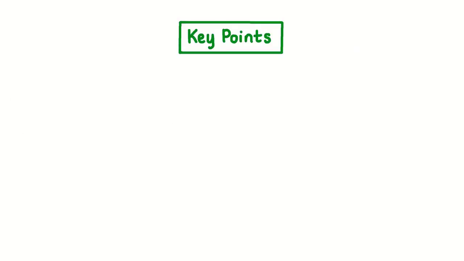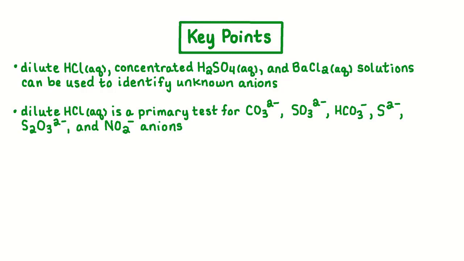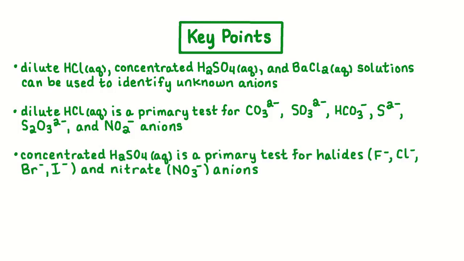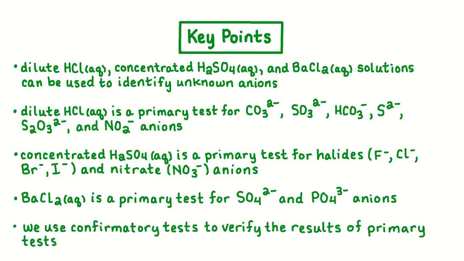Let's summarize what we have learned about the further tests for anions. Dilute hydrochloric acid, concentrated sulfuric acid, and barium chloride solutions can be used to identify unknown anions. Dilute hydrochloric acid is a primary test of carbonate, sulfite, bicarbonate, sulfide, thiosulfate, and nitrite anions. Concentrated sulfuric acid is the primary test used for halides and nitrate anions. Barium chloride is used as a primary test to identify sulfate and phosphate anions. We use confirmatory tests to verify the results of primary tests.